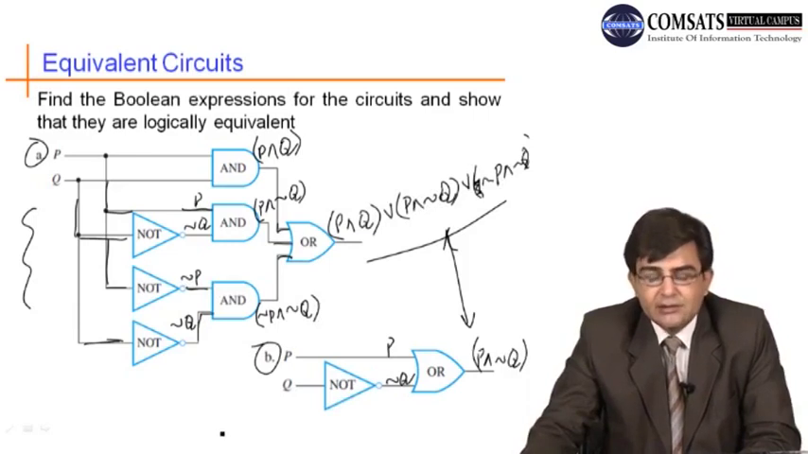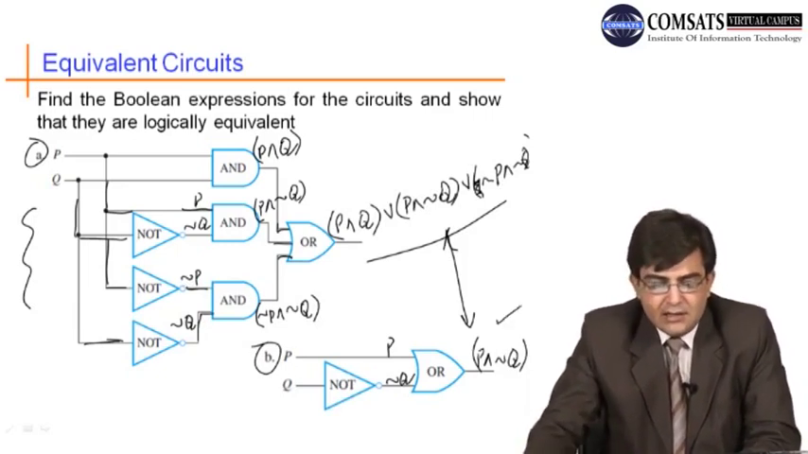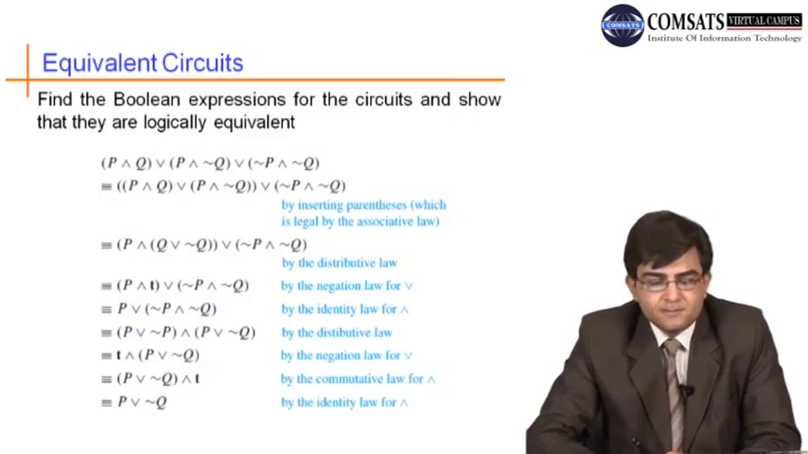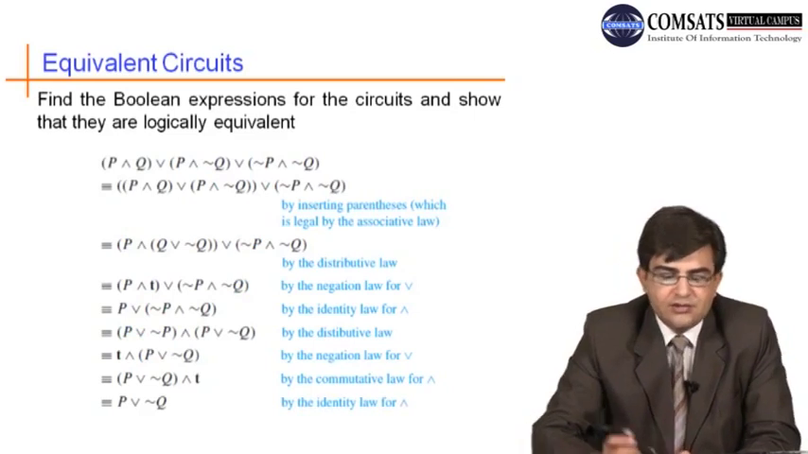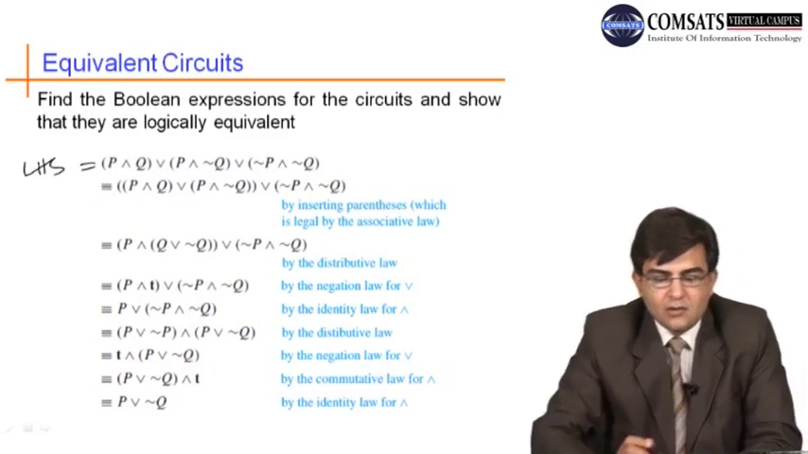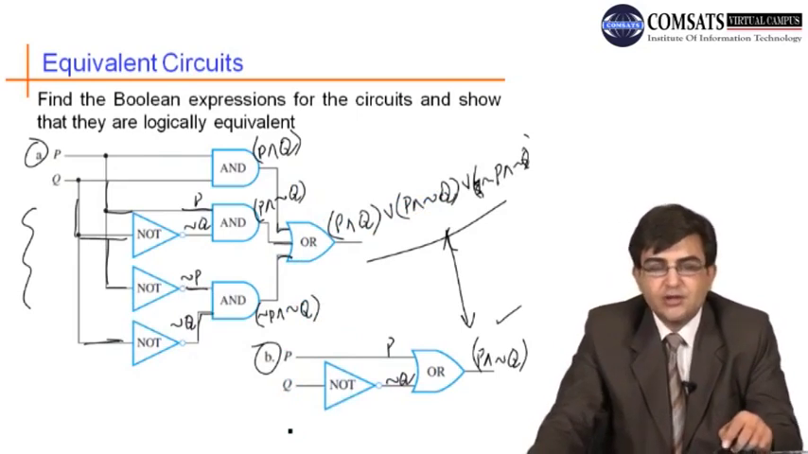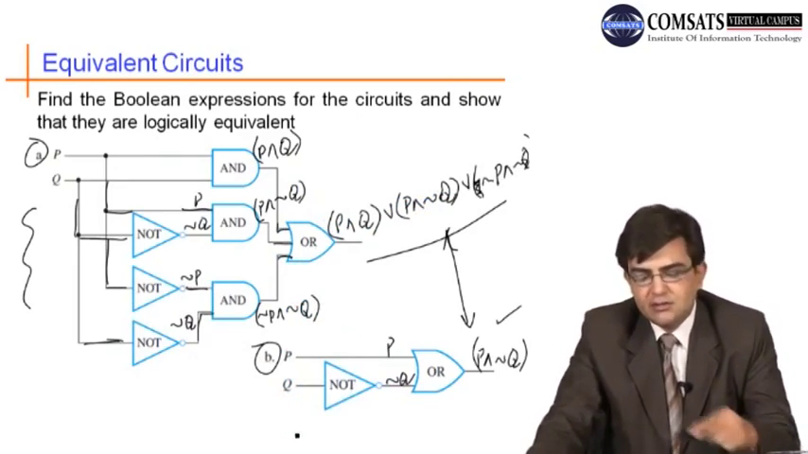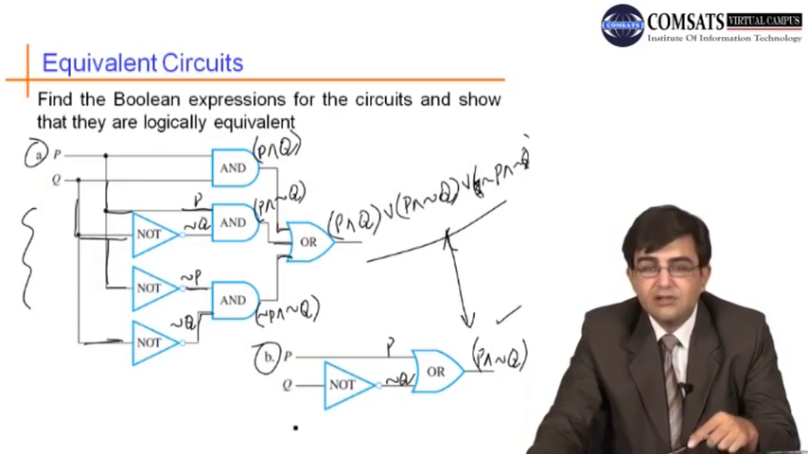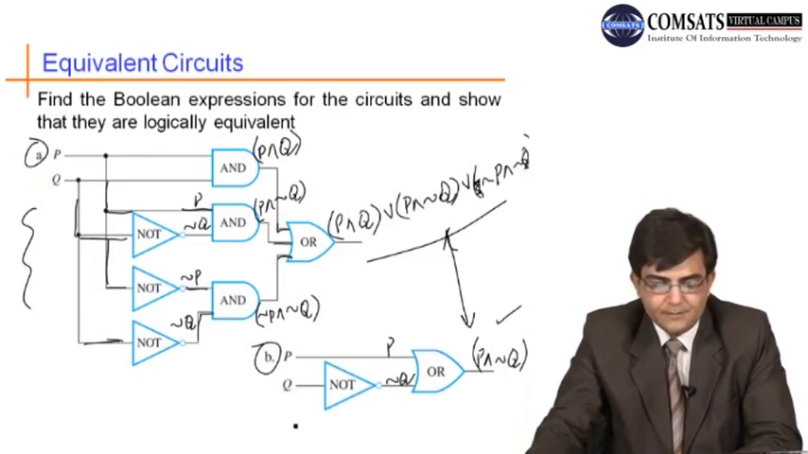First we prove it by proving that this Boolean expression is logically equivalent to this Boolean expression. Here we consider the left hand side, P and Q or P and NOT Q or NOT P and NOT Q. So this is basically the Boolean expression corresponding to circuit A, and we shall prove it equivalent to the Boolean expression of circuit B.